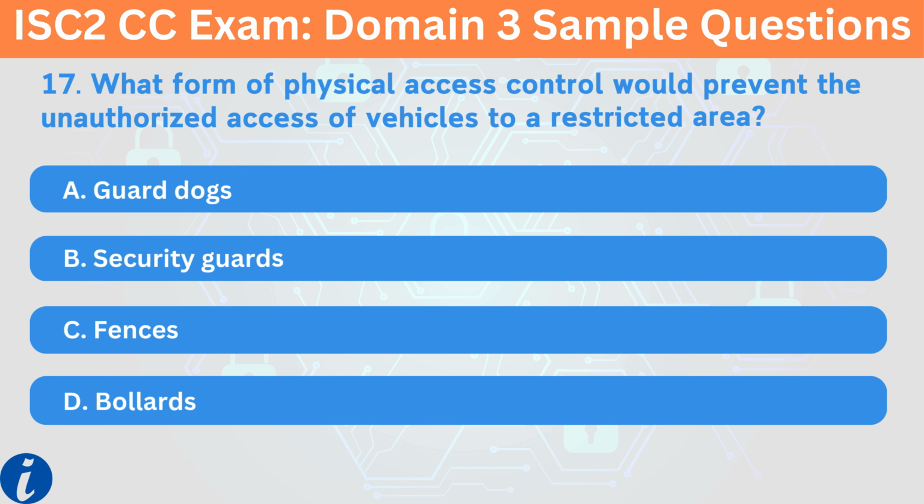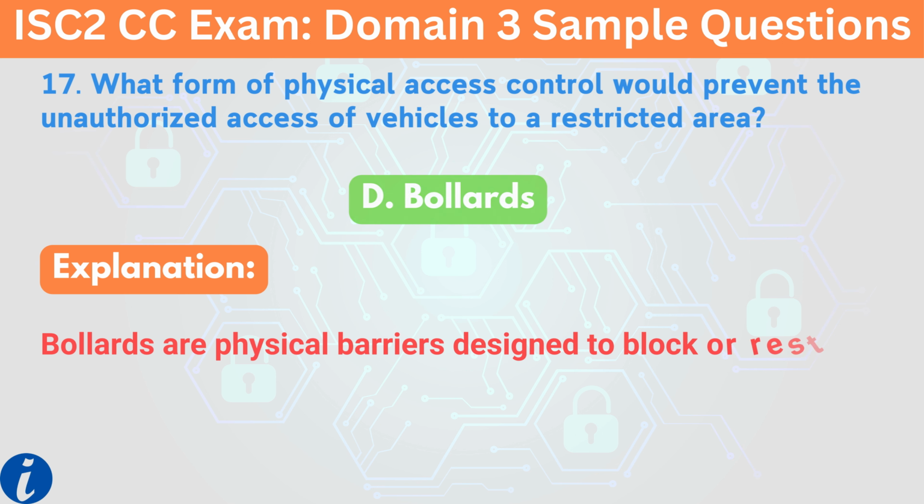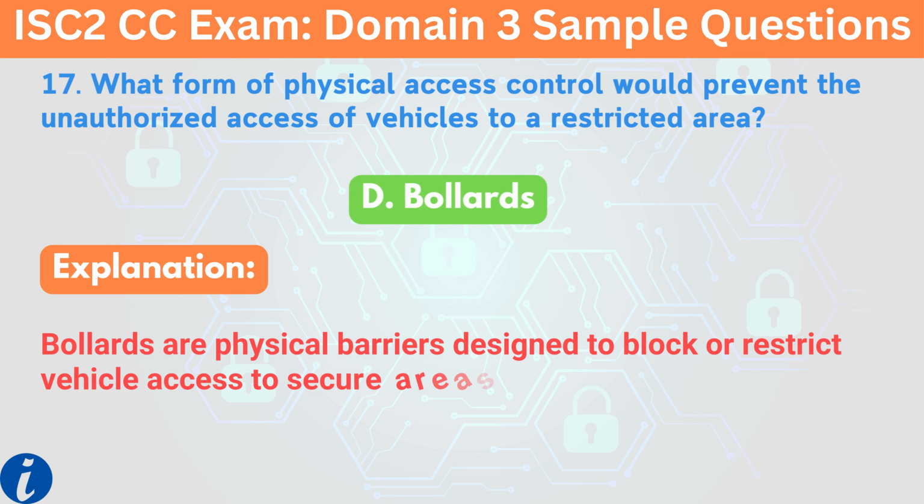17. What form of physical access control would prevent the unauthorized access of vehicles to a restricted area? A. Guard dogs. B. Security guards. C. Fences. D. Bollards. The correct answer is D. Bollards. Explanation. Bollards are physical barriers designed to block or restrict vehicle access to secure areas.